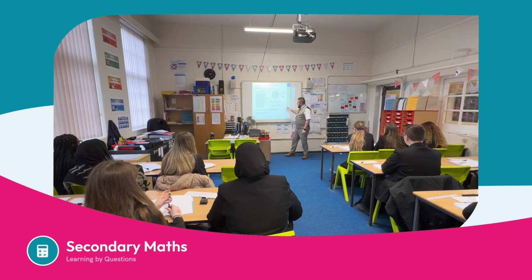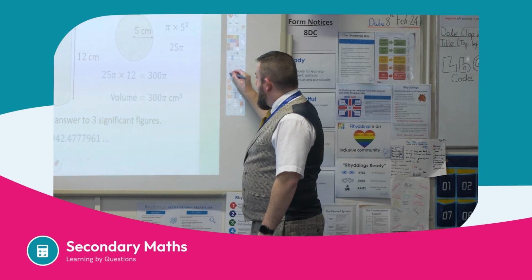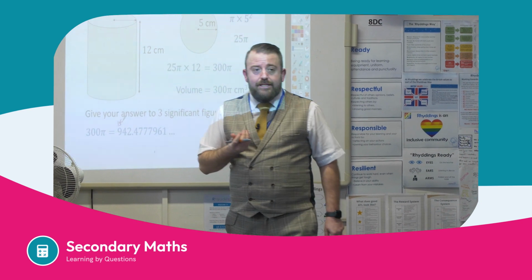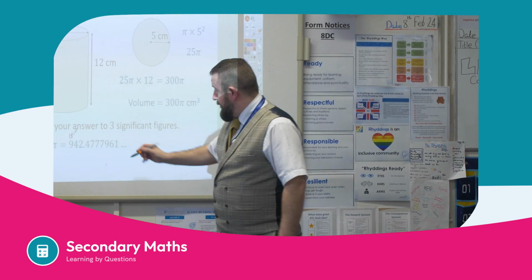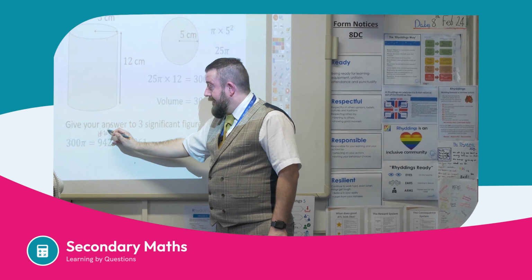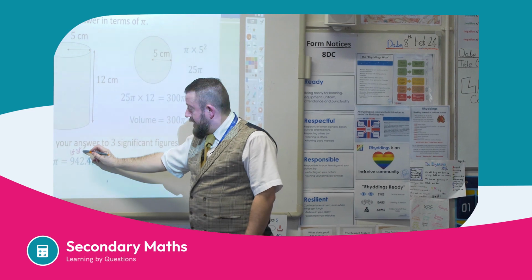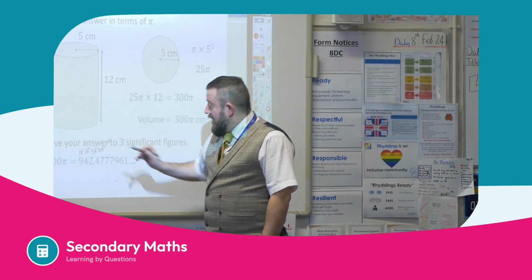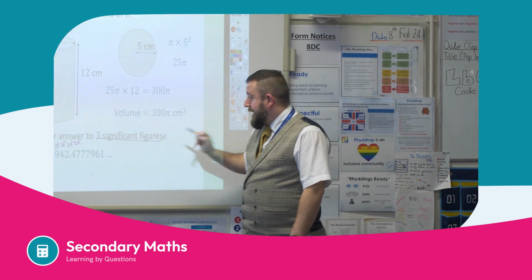But as Talia said, the highest place value has a 9 in it, so that would be my first significant figure. What's my second significant figure? 4. And then it just carries on, even including zeros on the way. Third significant figure. Fourth significant figure. So I'm just going to leave it there because it wants it to 3 significant figures.